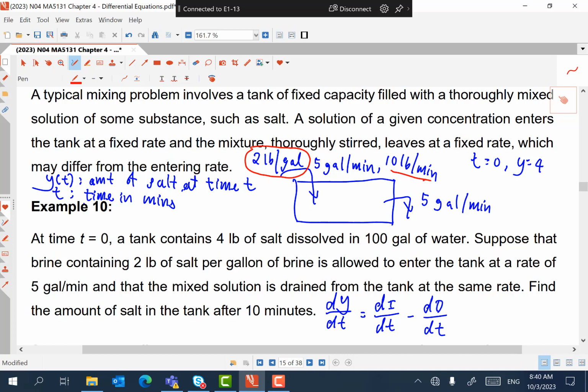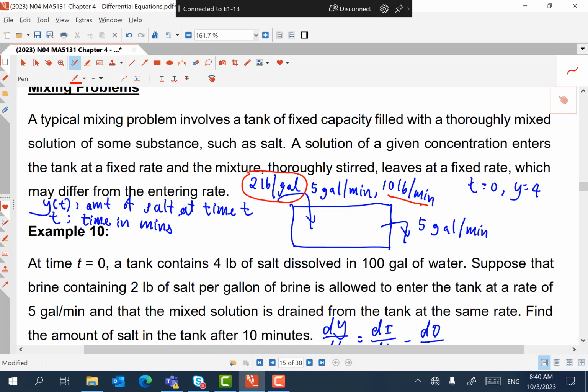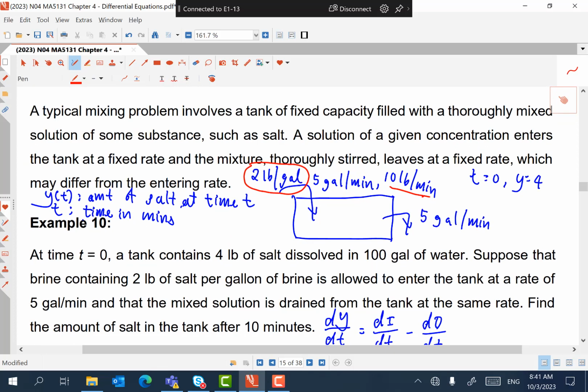In this question, because 5 gallons is pumped in and 5 gallons is pumped out at any one time, the amount of solution in the mixture is always fixed at 100 gallons. And at any time t, y is the amount of salt that we have. So based on this, the concentration of salt being pumped out is y over 100 pounds per gallon.